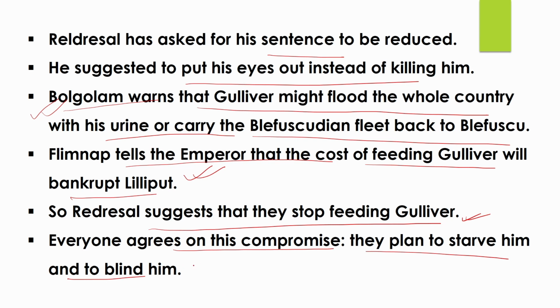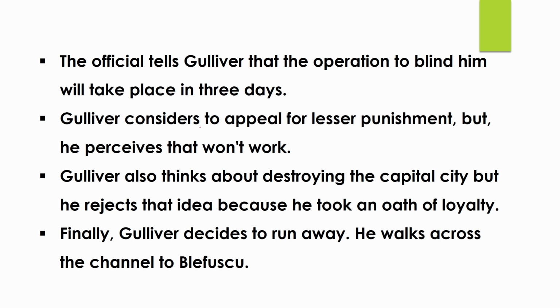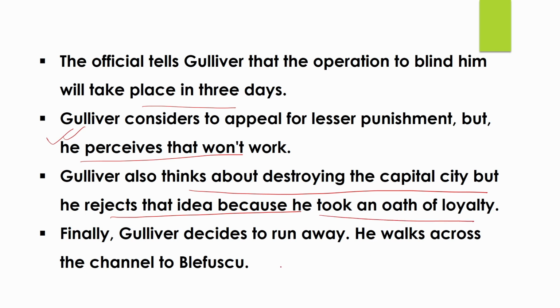The official tells Gulliver that the operation to blind him will take place in 3 days. Gulliver considers appealing for a lesser punishment, but with so many powerful enemies, he perceives that won't work. Gulliver also thinks about destroying the capital city by throwing stones at it, but he rejects that idea because he took an oath to the emperor to be loyal. Finally, Gulliver decides to run away.